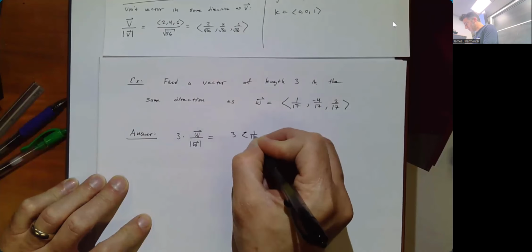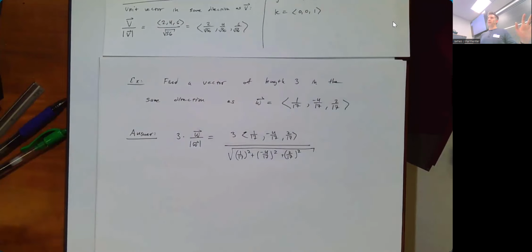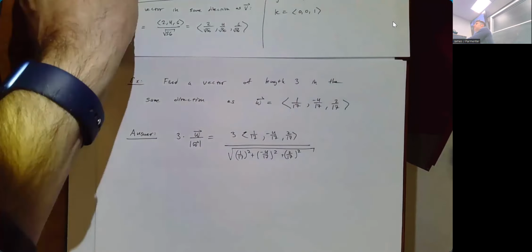You get this grossness. You get 3 times this vector divided by the magnitude of that vector, which is the square root of (1/17) squared plus (negative 4/17) squared plus (2/17) squared. And that's something. And yes, if you really, really want to, you can write it down. I won't stop you from writing it down. But let me tell you, there's a better way.